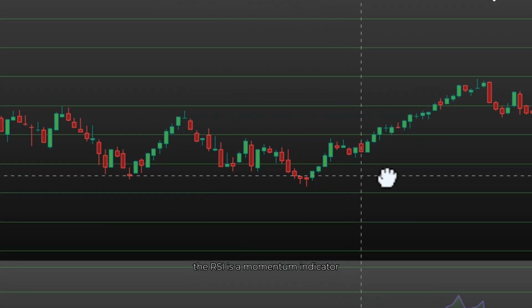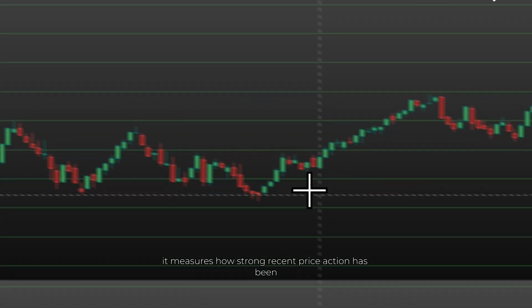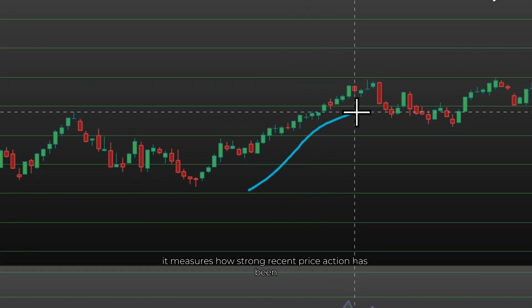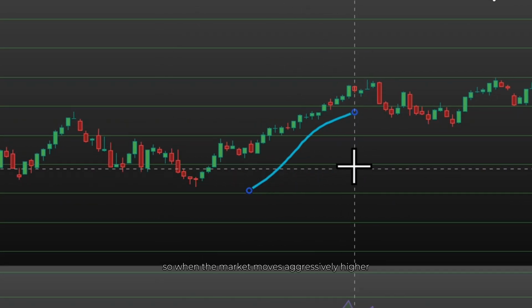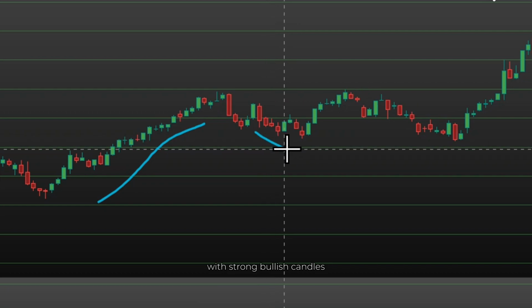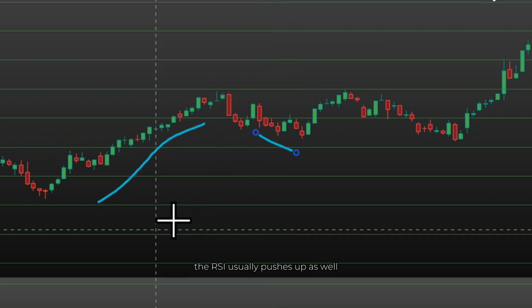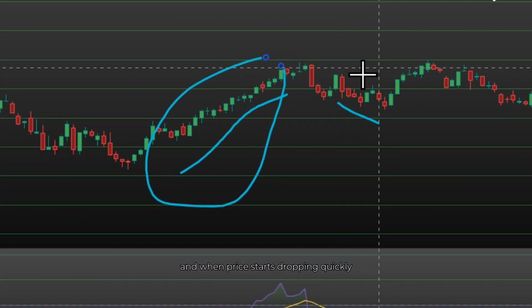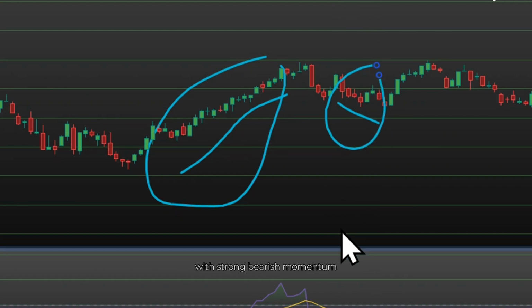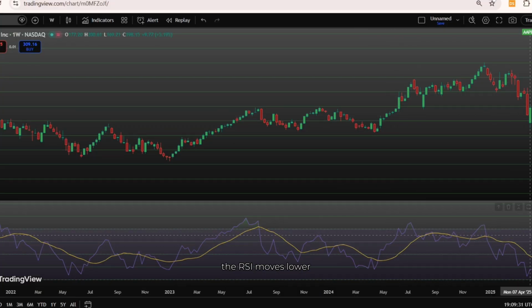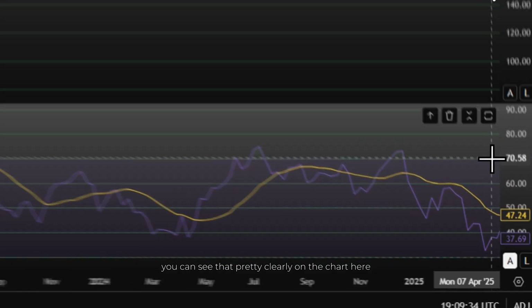The RSI is a momentum indicator. In simple terms, it measures how strong recent price action has been. So when the market moves aggressively higher with strong bullish candles, the RSI usually pushes up as well. And when price starts dropping quickly with strong bearish momentum, the RSI moves lower. You can see that pretty clearly on the chart here.